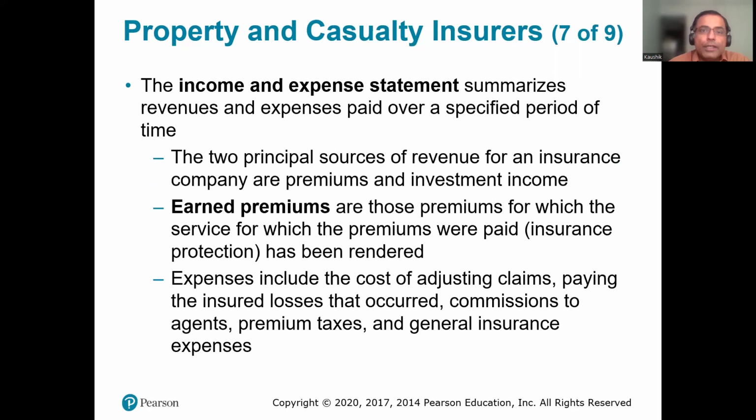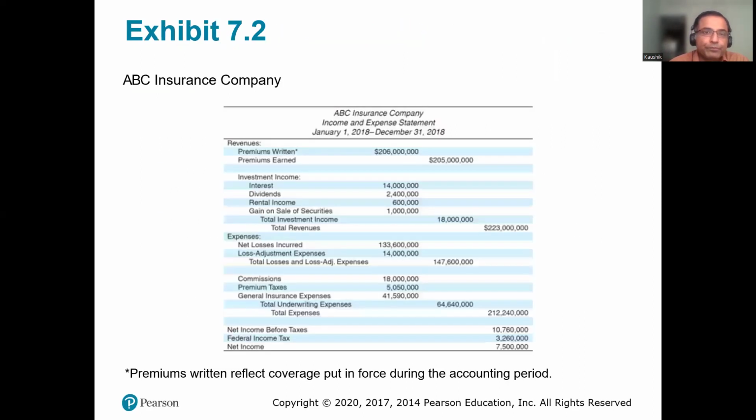Now we move on to the income and expense statements. So there are two principal sources of income. One is from premiums and the other is from investment, the returns from investment. Earned premiums are for the period for which insurance has already been provided. Think of the previous example, 4 months have passed, so earned premiums correspond to 4 months. And expenses are related to claims adjustment, paying for losses which have occurred, paying commissions to agents, taxes, and so on. So this is the typical income statement of a property and casualty insurance.